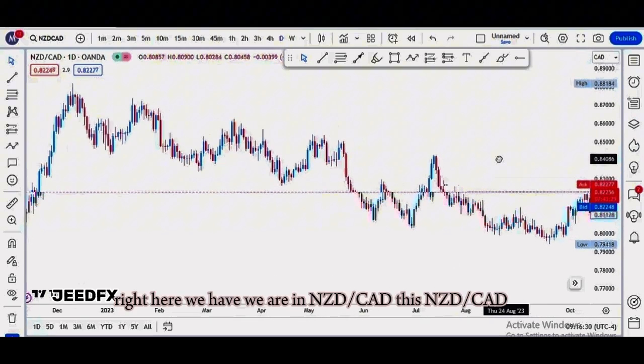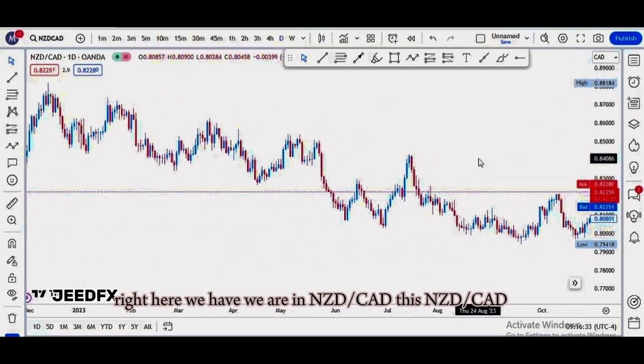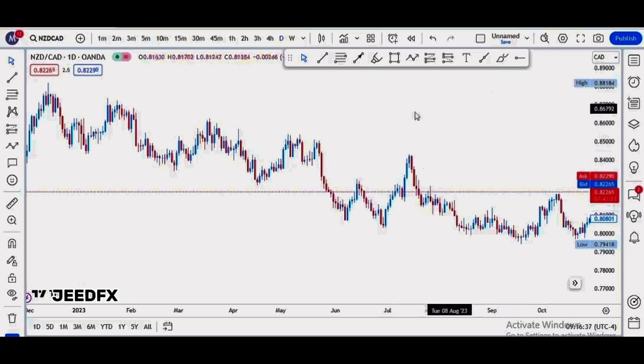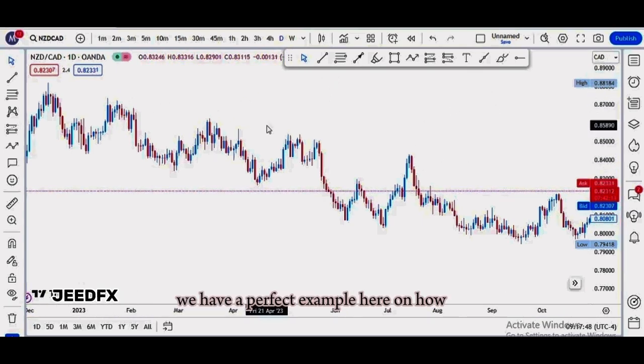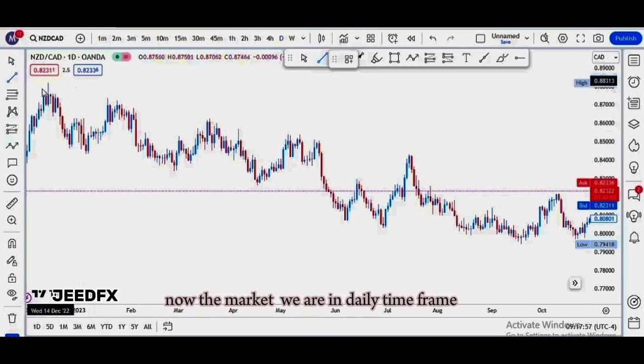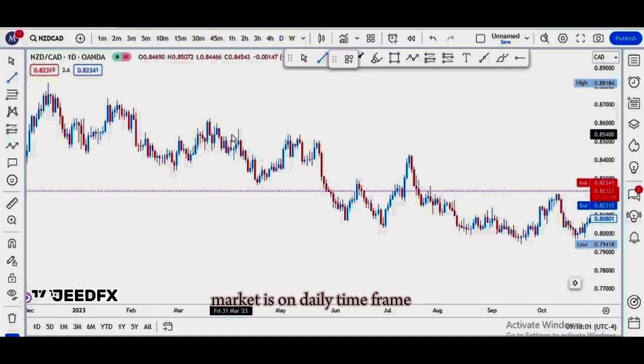Okay guys, right here we are in NZD/CAD. Now what I want to show you is a perfect example of how the market actually works. You can see we have a break of structure here. We are on the daily time frame.